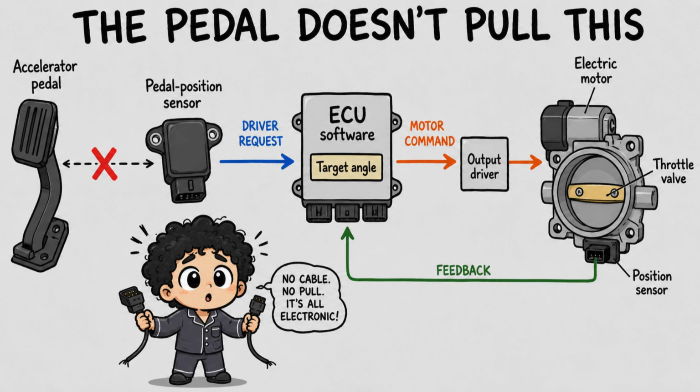Press the accelerator pedal in many modern cars and the pedal does not mechanically pull the engine's throttle valve open. Instead, a sensor measures what the driver is requesting. Software calculates the required response. An electric actuator moves the throttle valve and another sensor checks whether the valve actually reached the commanded position. That single action contains the two ends of almost every embedded control system: sensing and actuation.